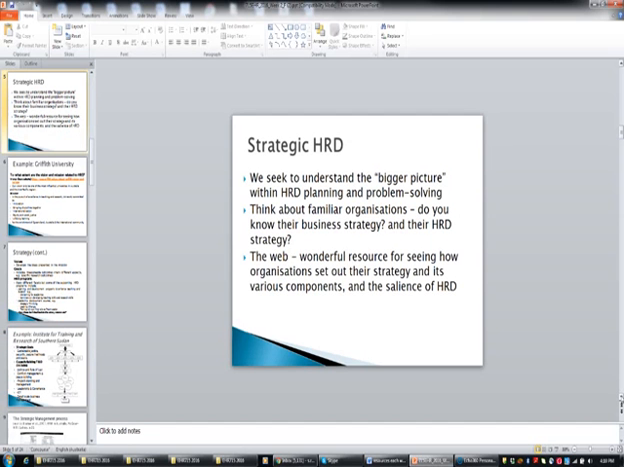With strategic HRD, we seek to understand the bigger picture within HRD planning and problem solving. Think about organisations that are familiar to you, and whether you think you know their business strategy. You could start by thinking about their ads, their lines on advertising material, and do you know their HRD strategy? The web these days is a wonderful resource for seeing how organisations set out their strategy and its various components and the salience of HRD. I suggest many of you would have had the experience of looking at organisations in that way on the website, perhaps when thinking about a job there or whatever.